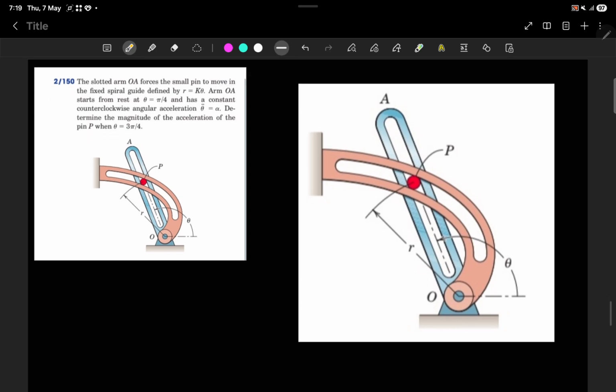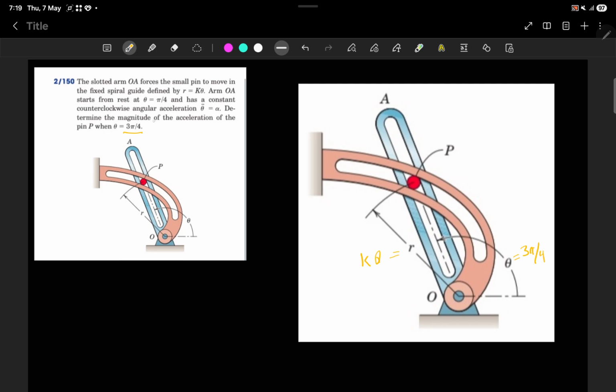So let us consider that at this position, theta is 3 pi by 4. I have to calculate at 3 pi by 4. So I have taken this. I have been using this diagram. So r equals to k theta. Okay, so theta is this one. So you can put it.